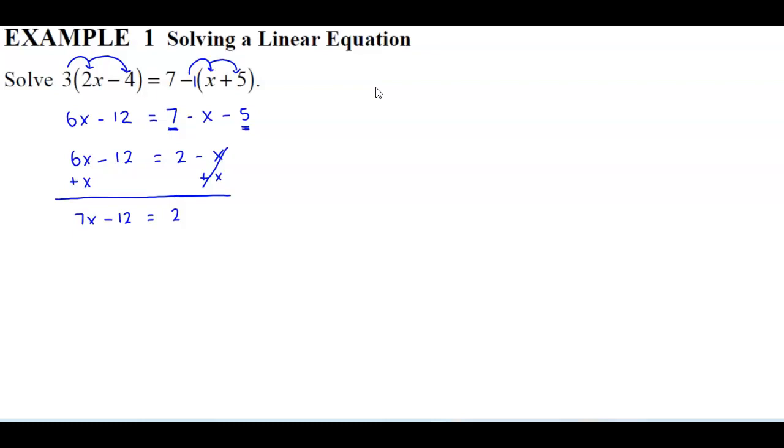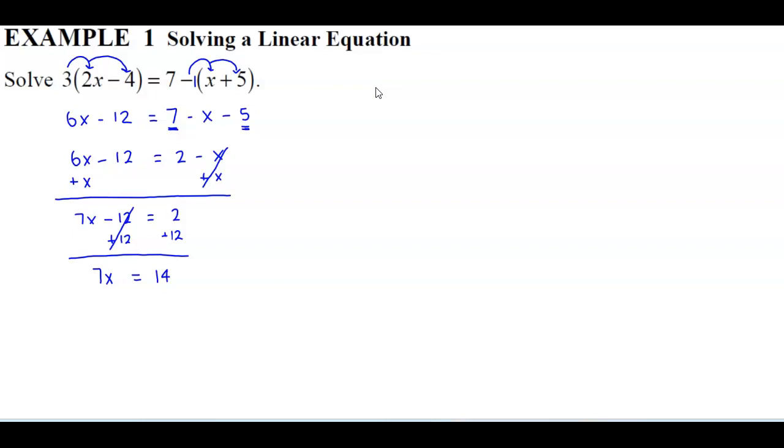Now, in order to complete this problem, we need to, again, isolate the variable on the left side of the equation since that's what we're doing. Now we want to add 12 to both sides of the equation. And so now what's left on the left side of the equation is 7x. That becomes a 0. And that's going to equal 12 plus 2, which is 14.